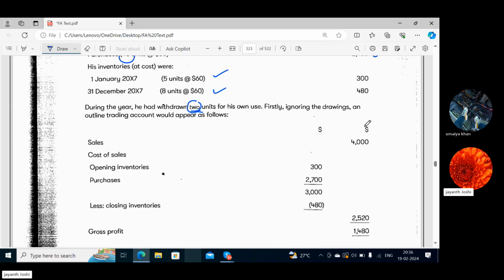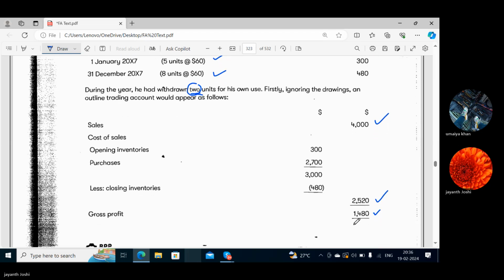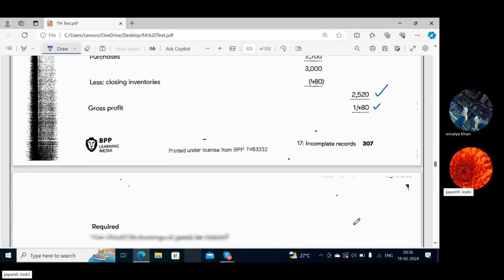So during the year, he has withdrawn 2 units. Okay, that is also given in the question. So sales figure is 4,000. Cost of sales, again, right from the beginning, the same formula we are following. Opening inventory plus purchases minus closing inventory. We found cost of sales as 2,520. And sales minus cost of sales is gross profit, that is 1,480. Okay. Now, what will they ask next?